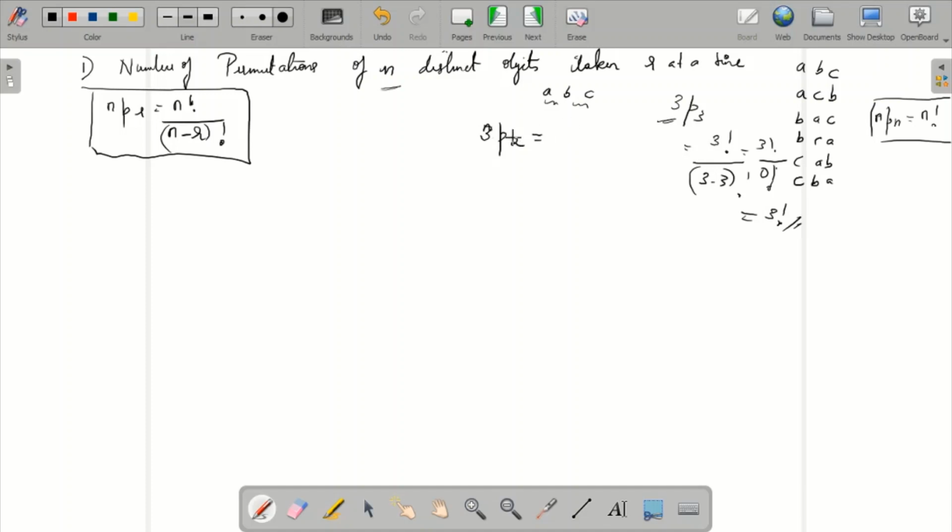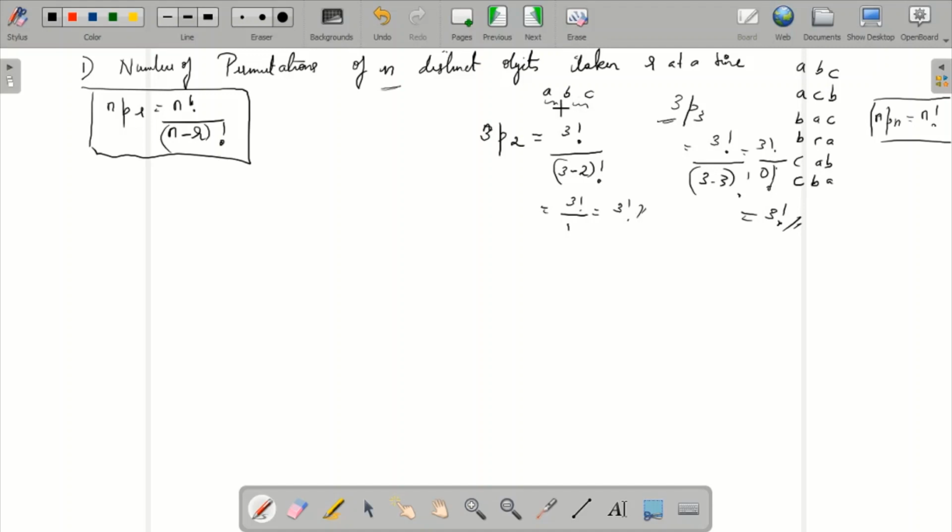3P2 means only out of this ABC you are arranging only 2. So it will be 3 factorial divided by (3 minus 2) factorial. So it is again 3 factorial divided by 1 factorial, which is 3 factorial itself. If you are taking 2 at a time, it is also the same, right?